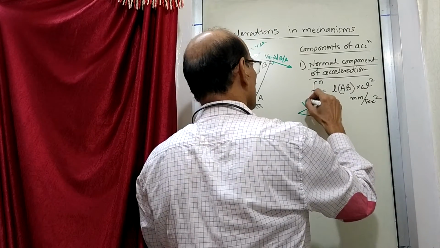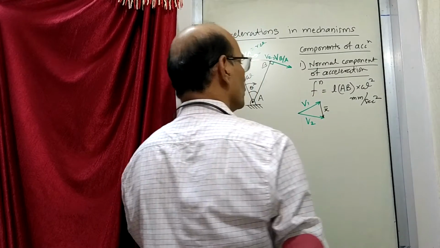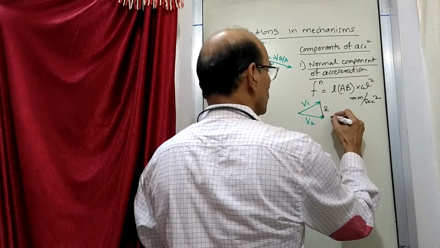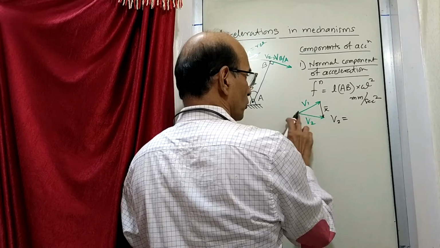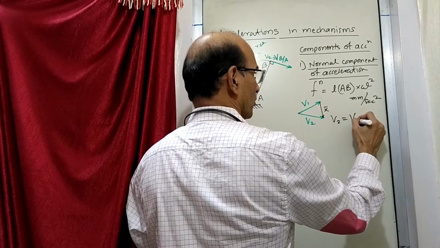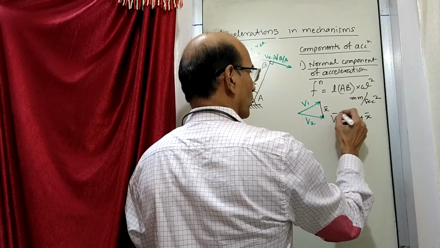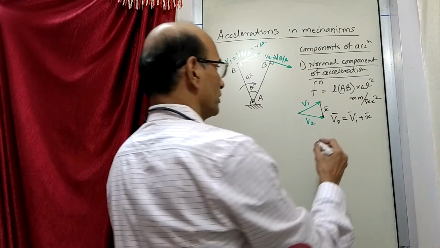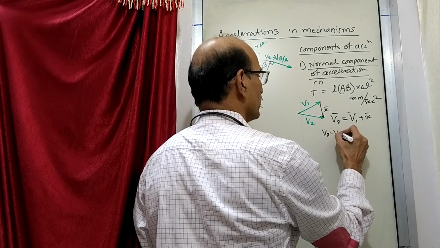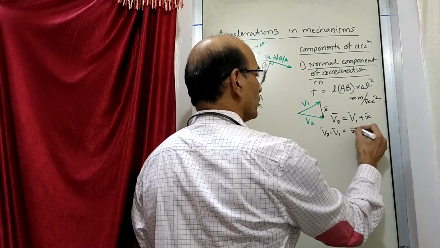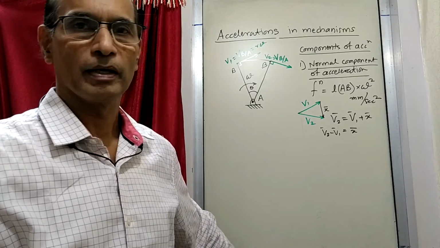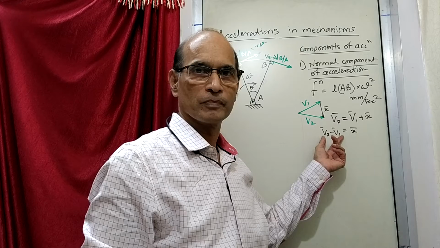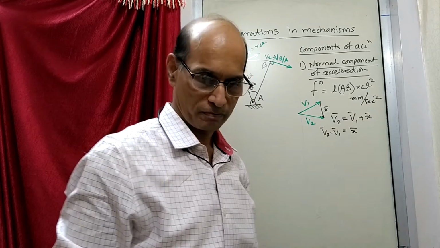So I'll call this v1, this is v2, and then we will also write that this vector v2 is equal to this vector plus this vector. Vector v2 is equal to vector v1 plus vector x. Therefore, v2 minus v1 is equal to x. Now what is x? x is the change in the velocity. So this is telling you what has happened in the direction.